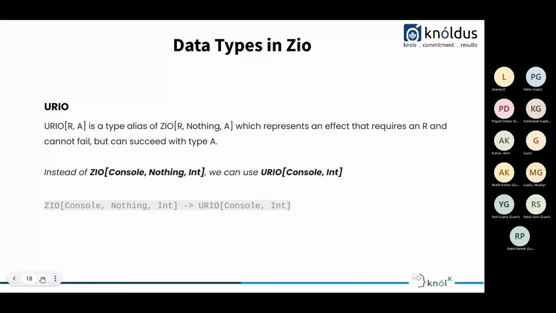URIO. An effect that requires an environment of type R, but it cannot fail and may succeed with type A. So instead of ZIO Console Nothing Integer, we can directly use URIO of Console of Int because it does require an environment and a success type. So instead of this, we can directly use the URIO type.